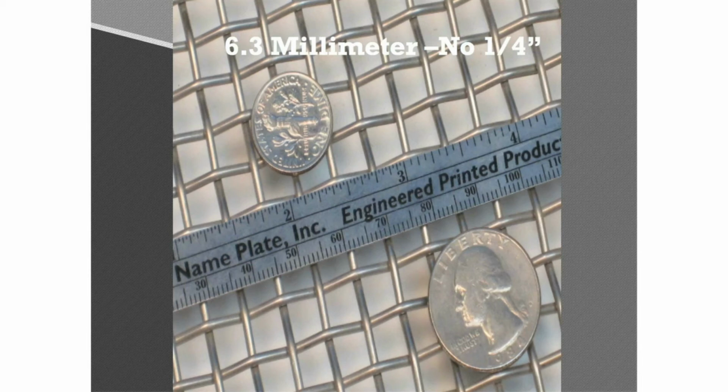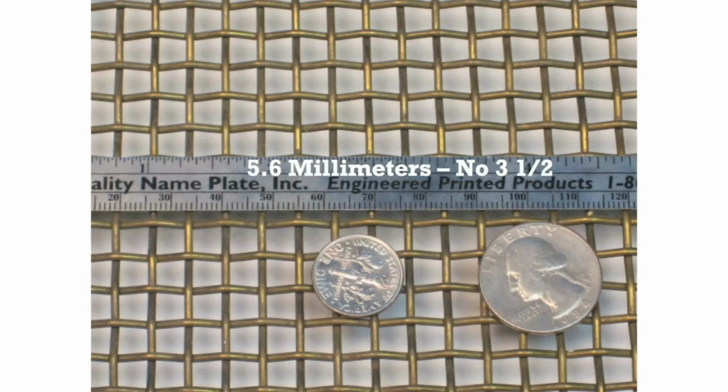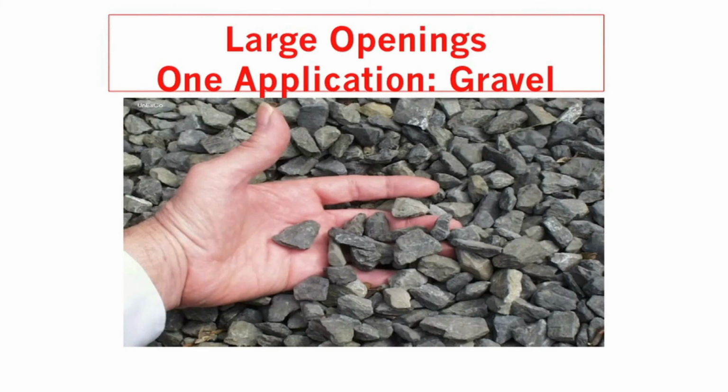When the hole sizes get smaller, the numbering convention changes to an alternate number starting at 3.5 for a 5.6 millimeter sieve and ending with the number 635 for a 20 micron sieve. Yes, the number increases as the size decreases. By the way, a 20 micron sieve is at the limit of woven wire mesh potential.